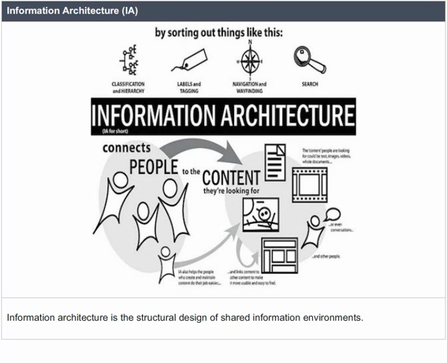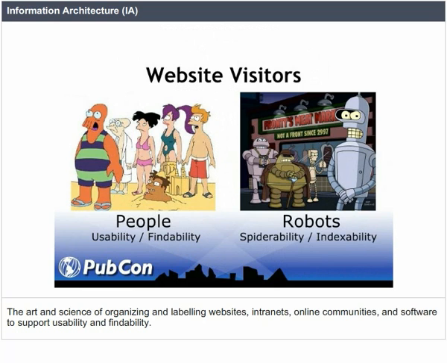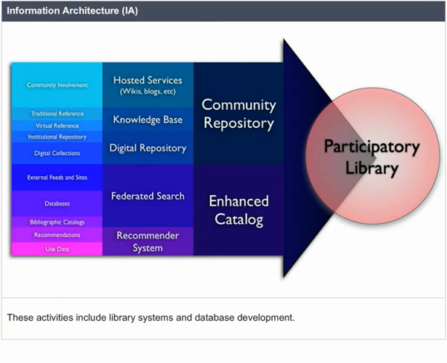Information architecture. Information architecture is the structural design of shared information environments. The art and science of organizing and labeling websites, intranets, online communities, and software to support usability and findability. These activities include library systems and database development.